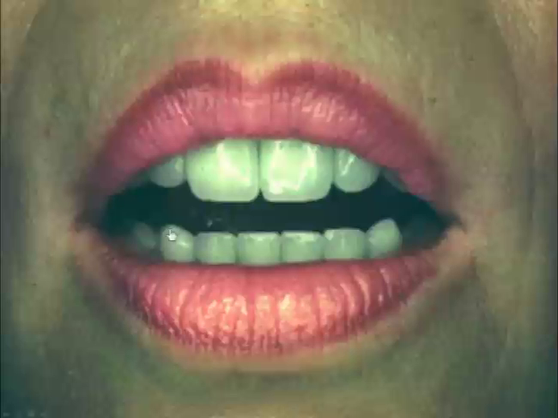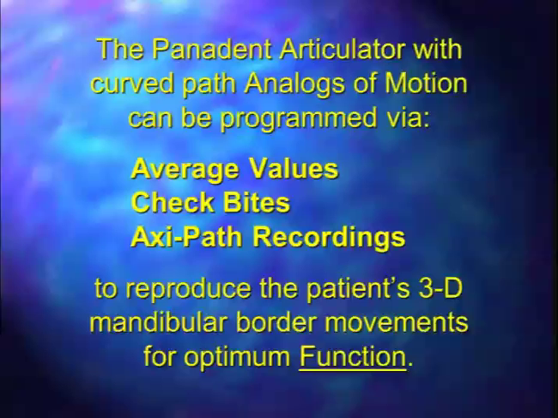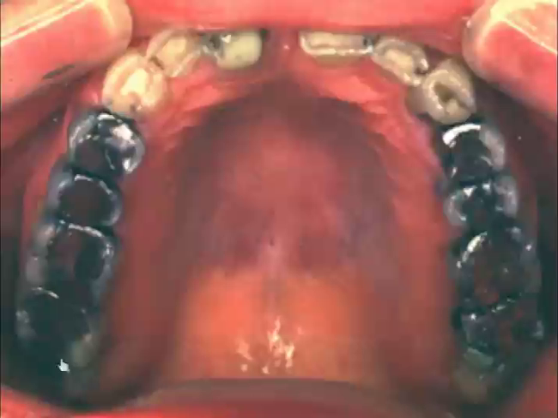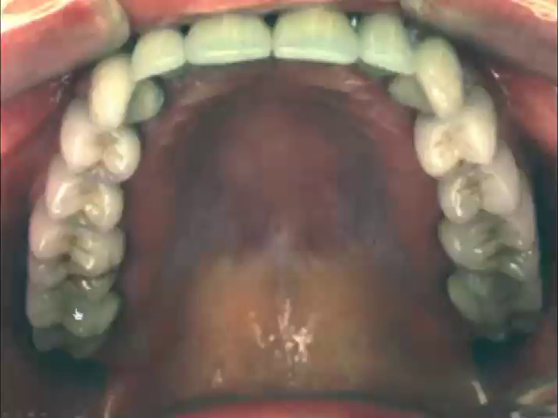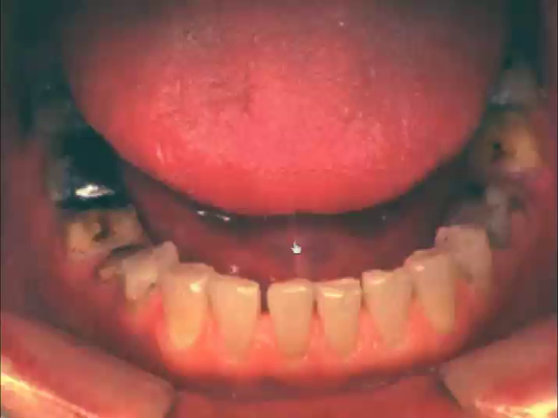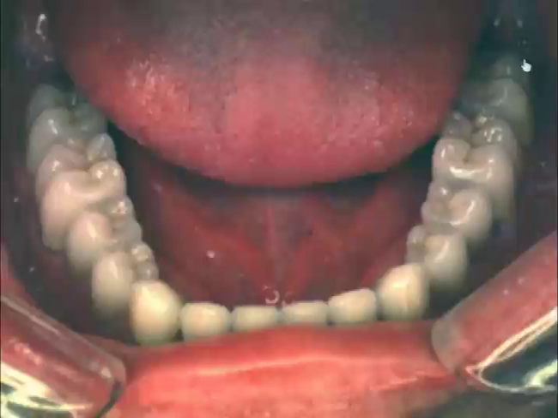Now, the Panadent Articulator with the curved path analogs of motion can be programmed either with average values with check bites or axi-path recordings to reproduce the patient's three-dimensional mandibular border movements for optimum function. So here we see a lot of pathology and a lot of dentistry, but there's no teeth that look like teeth. We can restore those teeth back to the form so we can restore the function. Here again, pathology, disease, restoring the form of the teeth so we can restore the function.